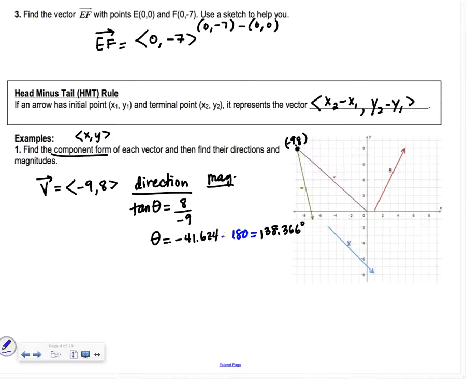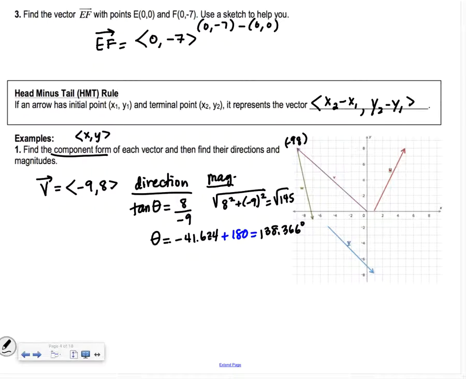All right, so magnitude. So magnitude is just Pythagorean theorem. If I draw straight down, straight over, I could easily find what this length is right there, right? That's what I'm doing. So Pythagorean theorem, let's do it. I'm going to have the square root of 8 squared plus -9 squared. So it's the square root of 145.